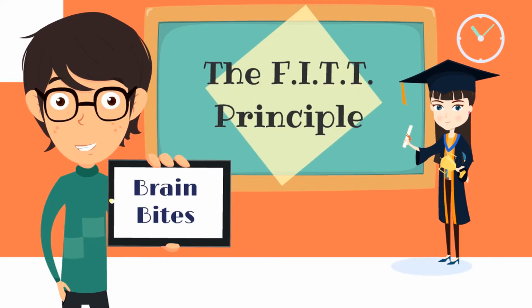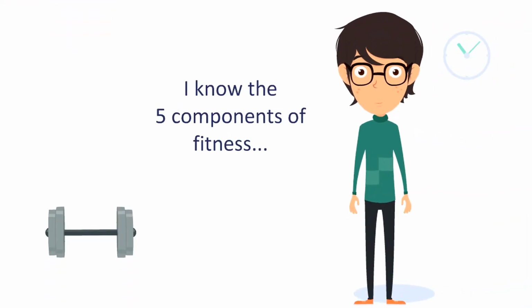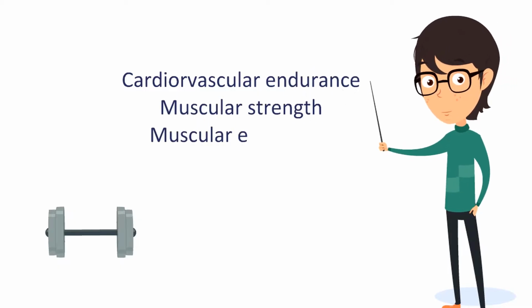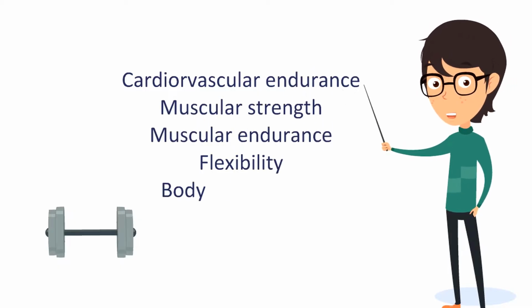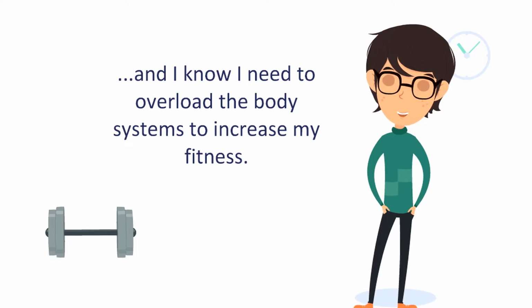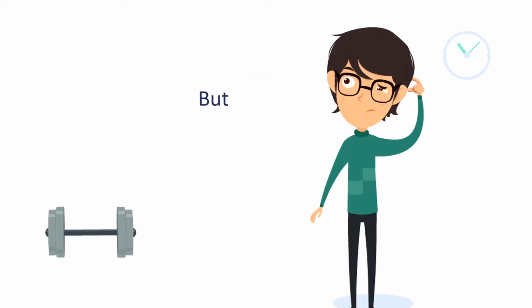Brain Bites, the FITT principle. I know the five components of fitness: cardiovascular endurance, muscular strength, muscular endurance, flexibility, and body composition. And I know I need to overload the body systems to increase my fitness. But how?